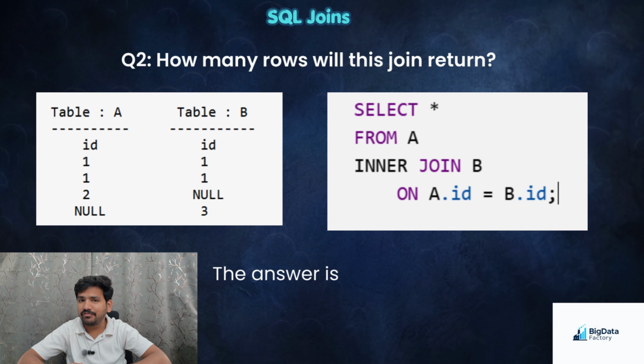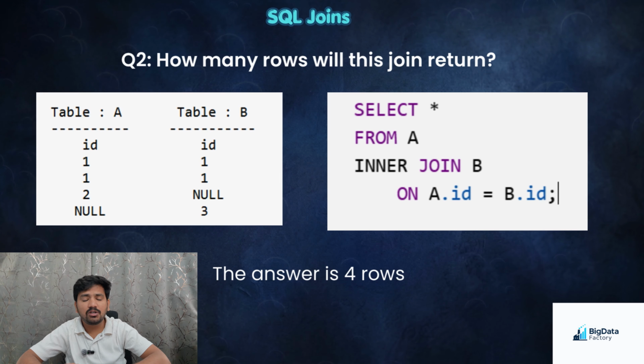Now let's understand why. In table A, the value 1 appears 2 times. In table B, the value 1 also appears 2 times. So everyone from table A matches everyone from table B. That means 2 rows from A match with 2 rows from B equal to 4 rows. So we get 4 matching rows for the value 1.